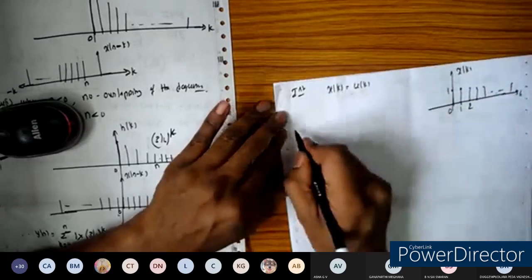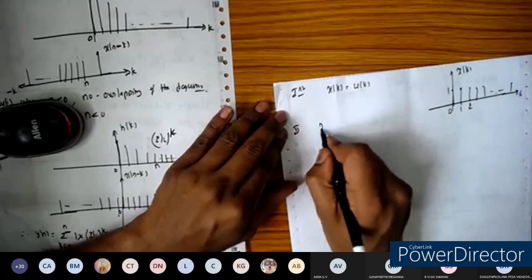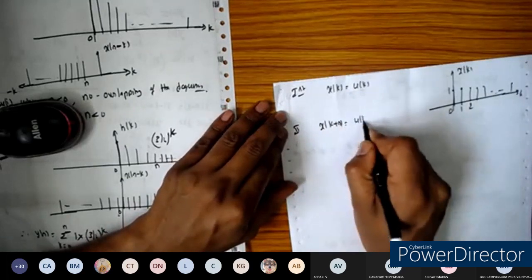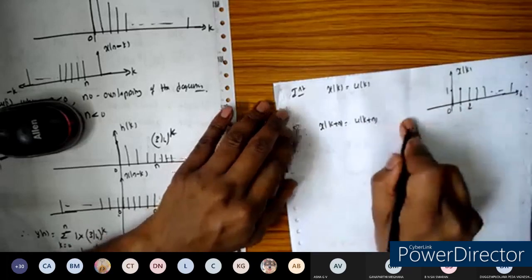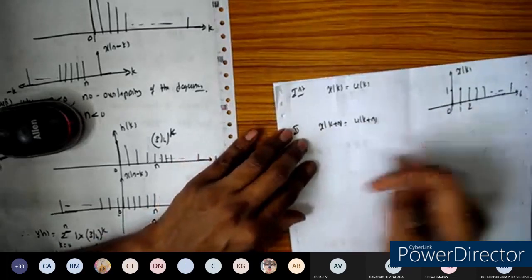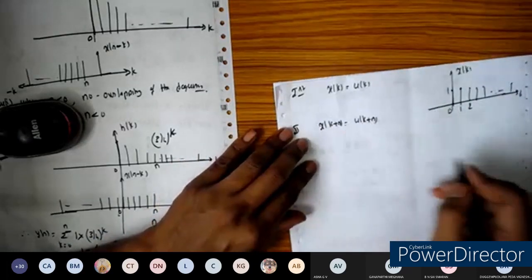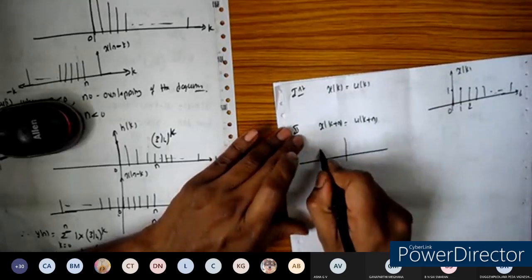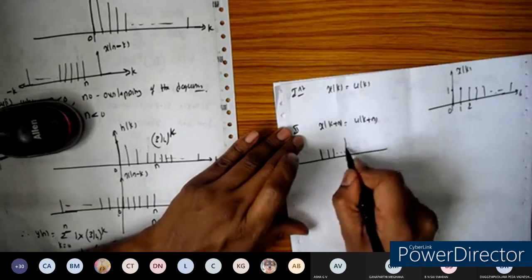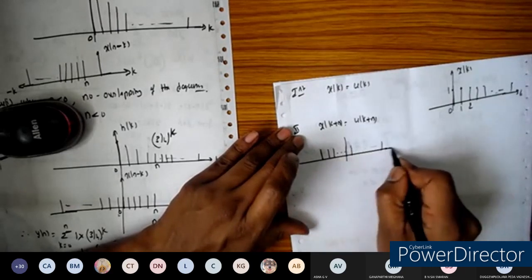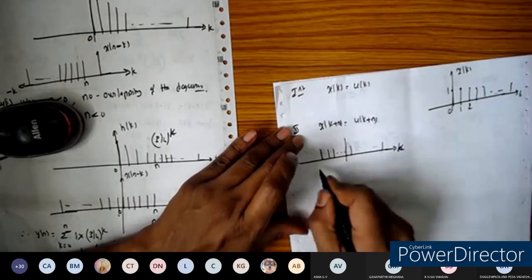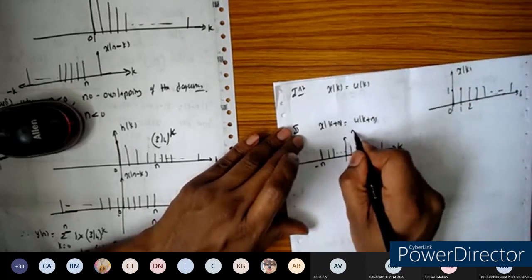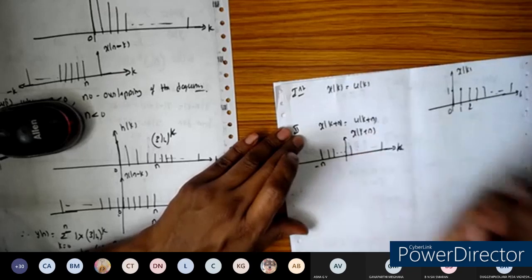Next, in the second step, I'm going to find x of k plus n, which is nothing but u of k plus n. We are going to shift the sequence towards the left side by n units. So the sequence will become like this. This is minus n because it is shifting towards the left. So x of k plus n.